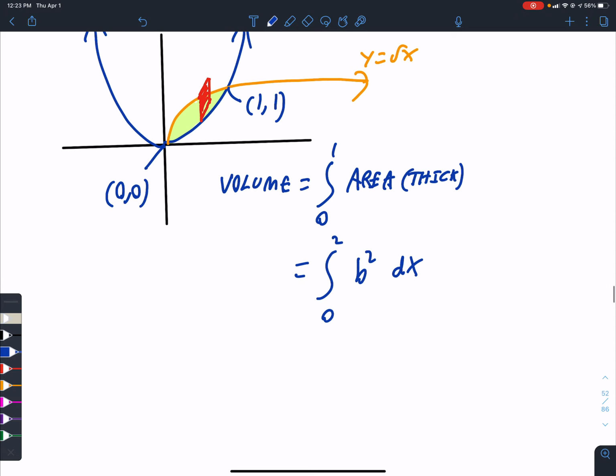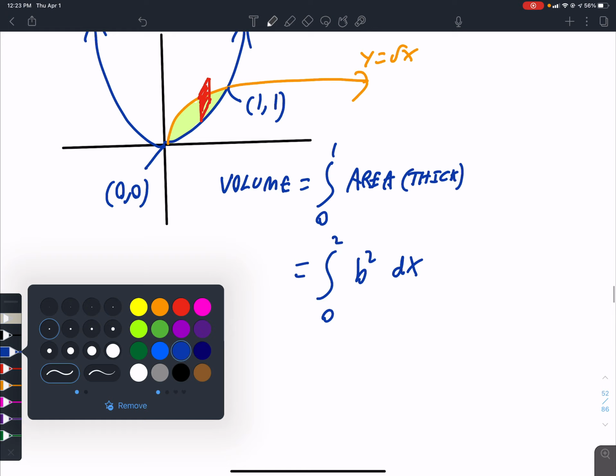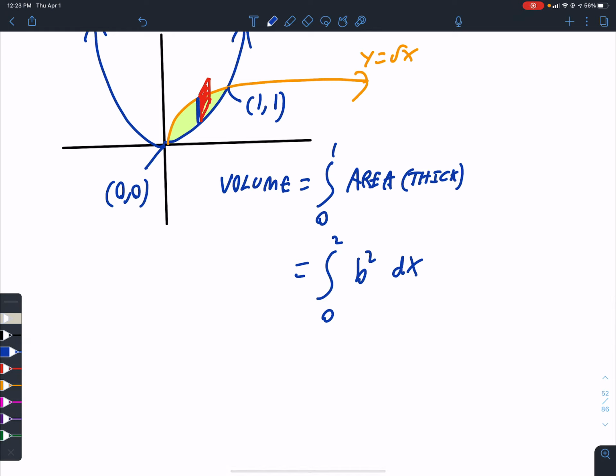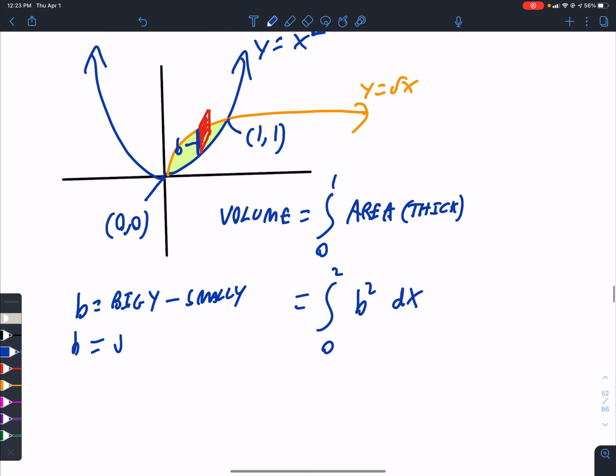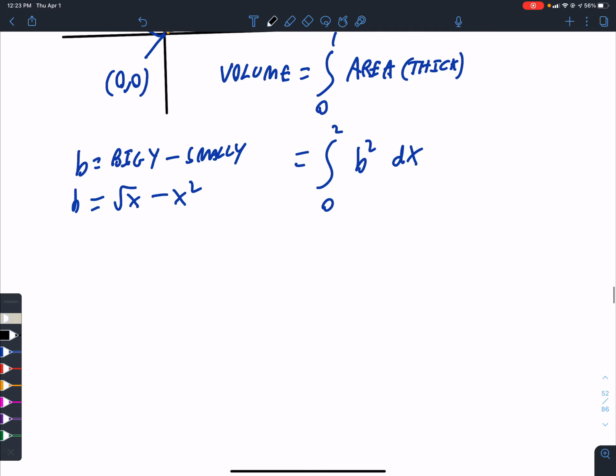So the question is, what is the base? The base is that piece there. That length is the side of the square. The base is going to be big Y minus small y. Big Y is radical x. Small y is x squared. So now I integrate from 0 to 1, radical x minus x squared, squared, dx. And that's just a matter of putting that in your calculator.